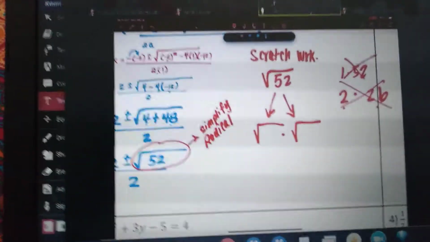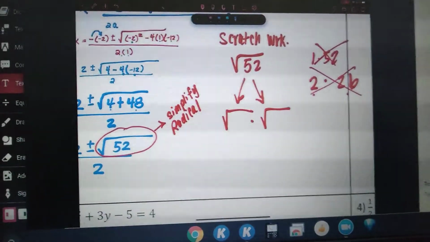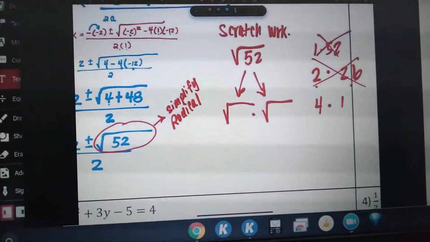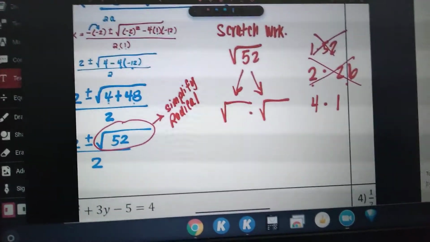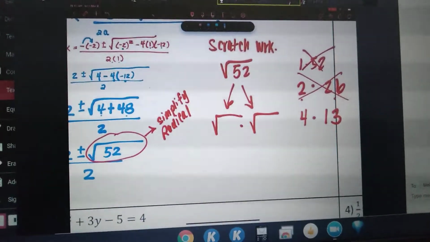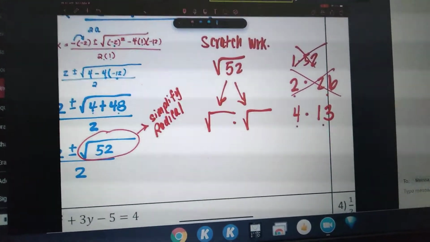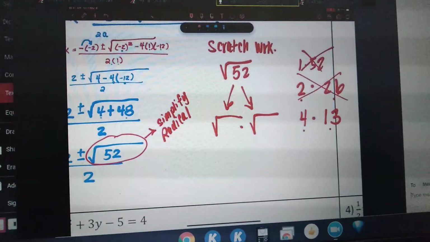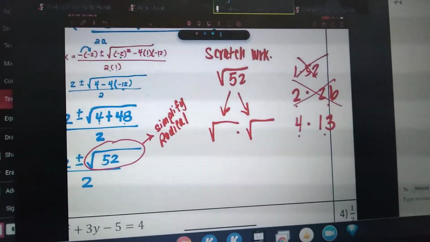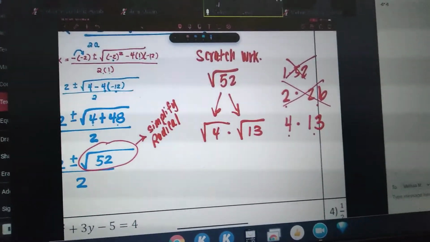3 does not go into 52. 4. Well, 4 goes into 5 1 time with a remainder of 1 giving me 12. And 4 goes into 12 3 times. 4 is a perfect square. 13 is not a perfect square. So I'm going to use this one. Everybody understand? Good. So I'm going to have radical 4, radical 13.